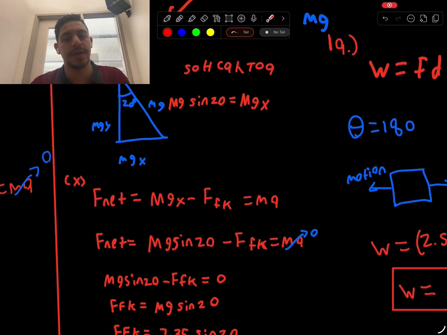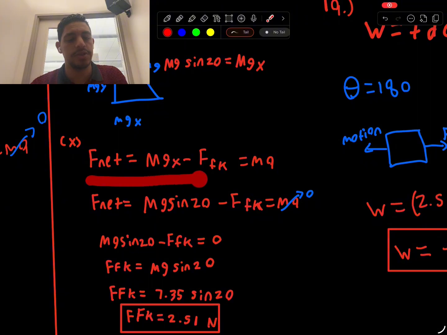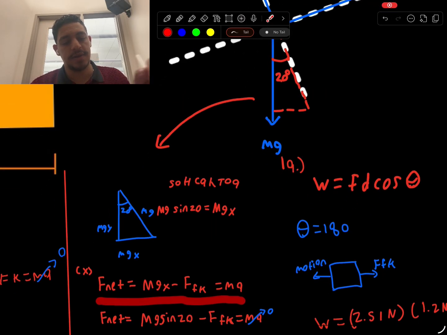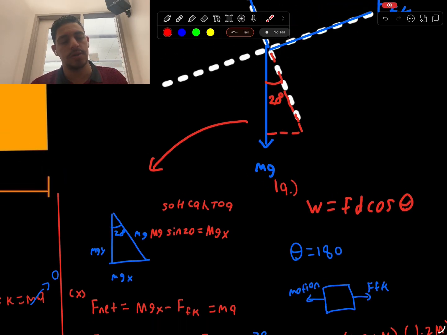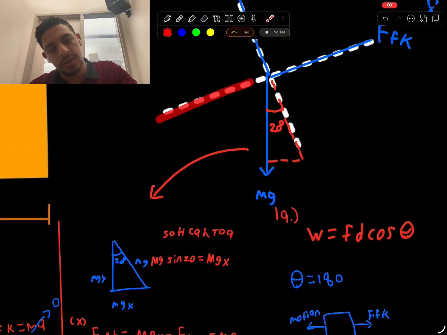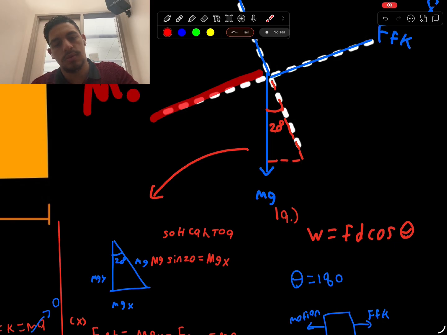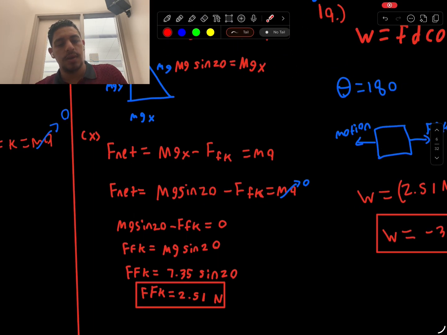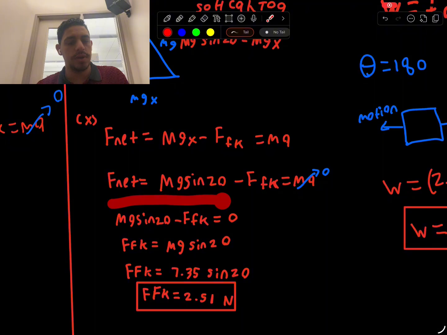So if we focus only on the x aspect, we'll see that F net is equal to mgx minus the force of friction. So basically we are saying that the x component, we're calling this mgx. Let me write that better. We're saying mgx is what's causing the block to move down the ramp, and what's opposing the motion is the friction. So when we solve for that, we call it mg sine 20.